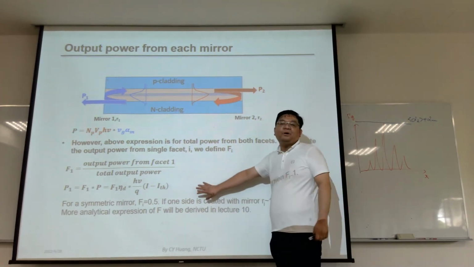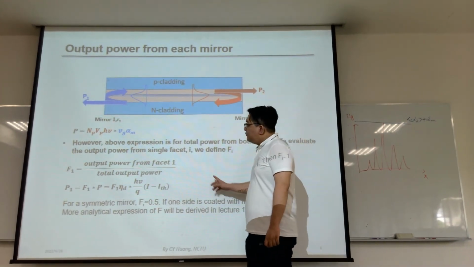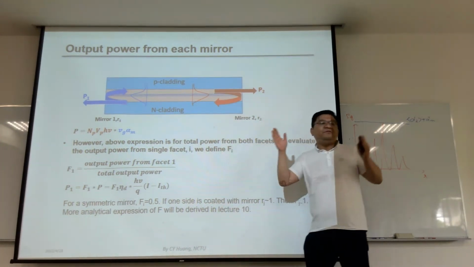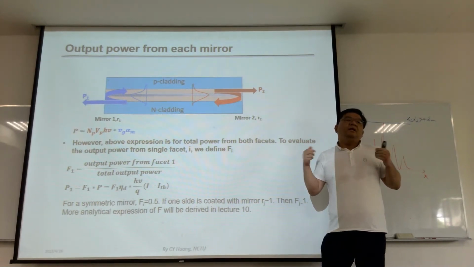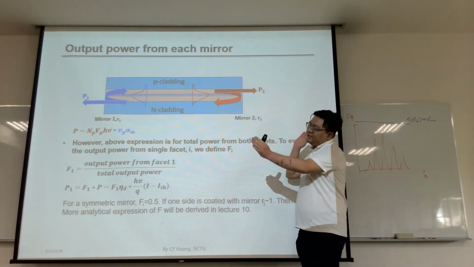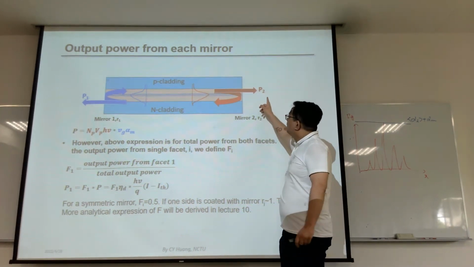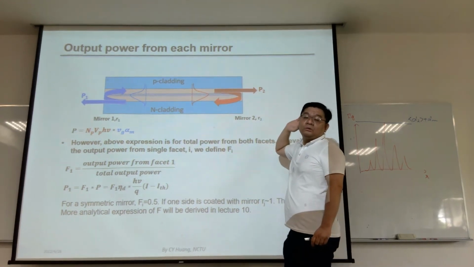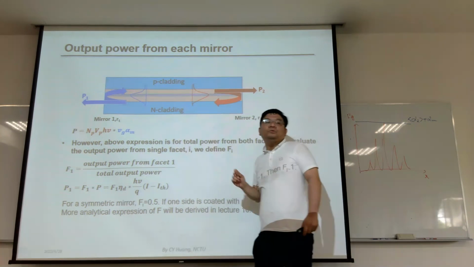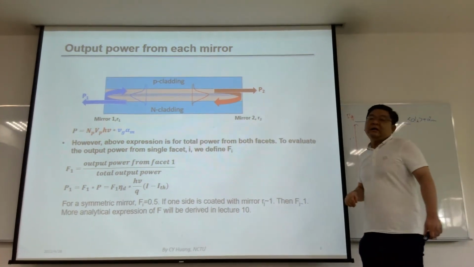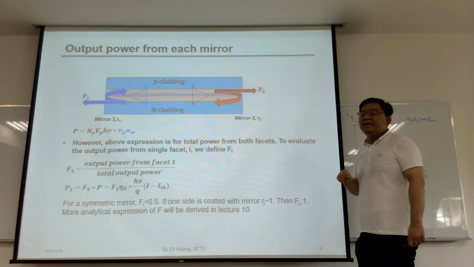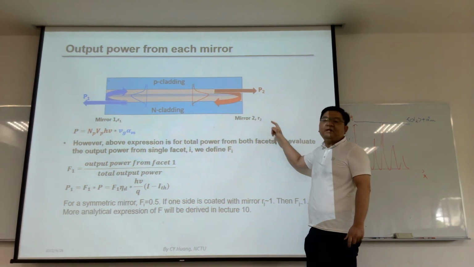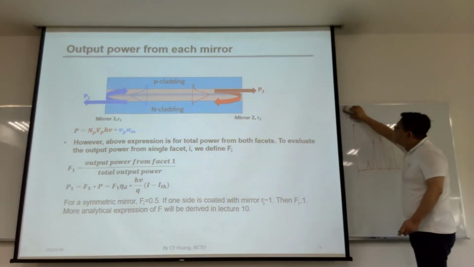But we can have some simple conclusions. First, if we consider a symmetric case, R1 is equal to R2, the reflectivity of both sides is the same. Since it is symmetric, definitely the portion of light leaving from 1 and 2 should be equal. Then F1 is equal to F2 is equal to half. Another special case is that one of the mirror reflectivities is very close to 1, but the other one is not.